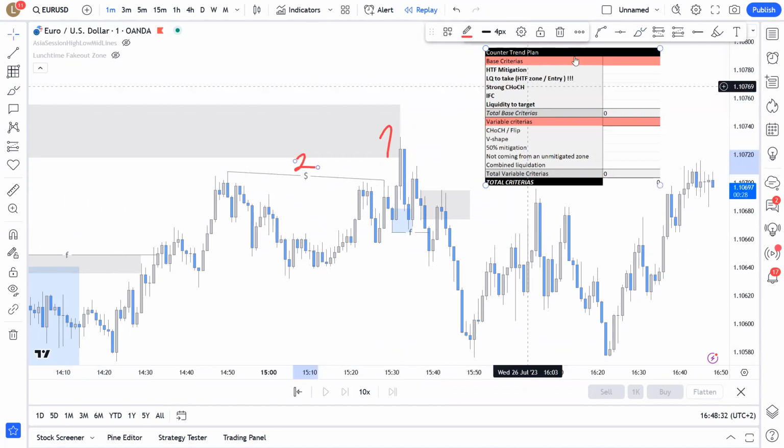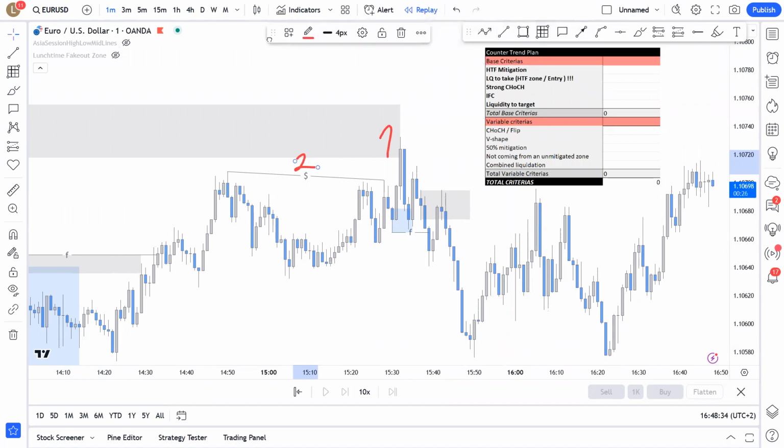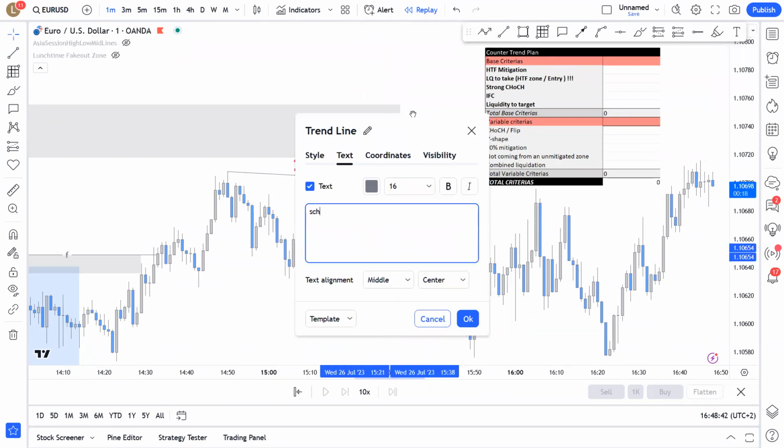Strong change of character has happened also. You know, it's a base criteria for a counter trend trade that price has to change character strongly. The strong change of character has happened here also. So basically, it was tickable too. Here's a strong change of character.